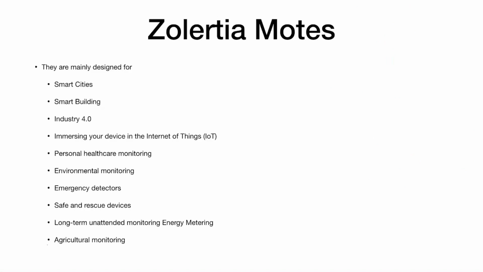We can use them for smart cities, smart buildings, Industry 4.0, personal healthcare monitoring, environmental monitoring, emergency detectors, search and rescue devices, long term unattended monitoring, energy metering, and agricultural monitoring. So many different applications are possible, and the best advantage here is that they are miniaturized, so you can use them only as sensor nodes.